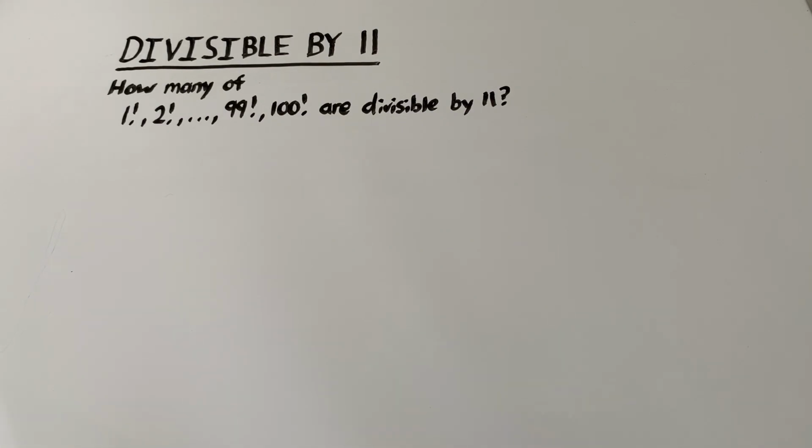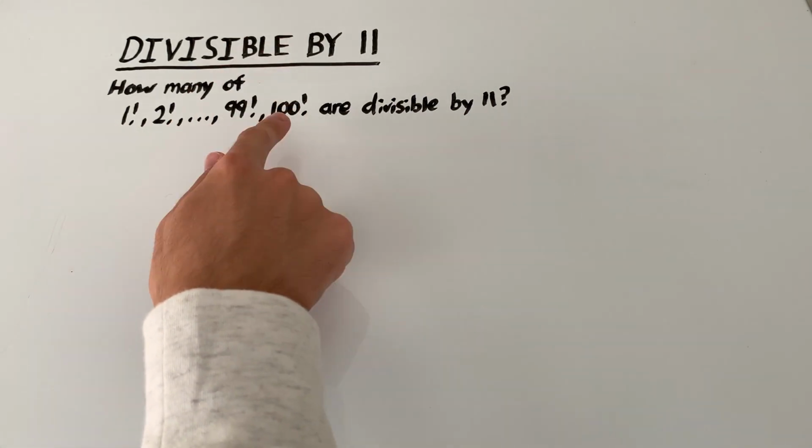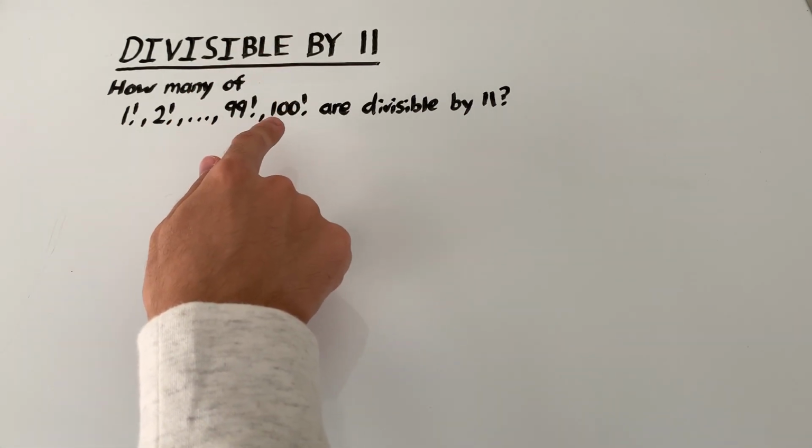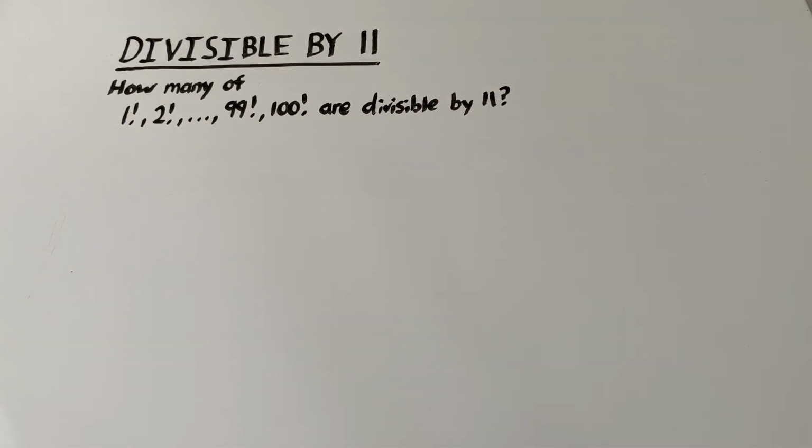We have a bunch of factorials from 1 factorial all the way to 100 factorial, and we need to find out how many of these are divisible by 11. Now once again, before we dive into factorials, we're going to work with numbers. We're going to focus on what makes a number divisible by 11 in the first place.